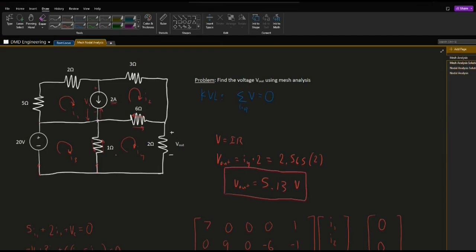I think I'm going to make another video on this problem, solving it with nodal analysis, but this one's just the mesh analysis, and we can see that after a few systematic steps, we get to our answer.